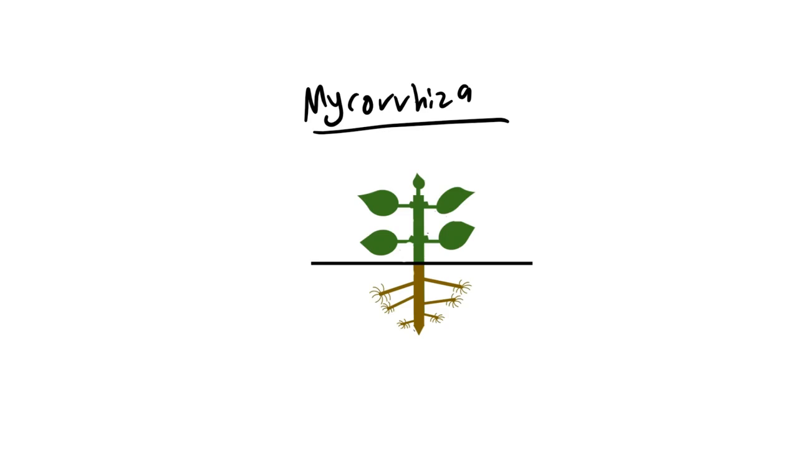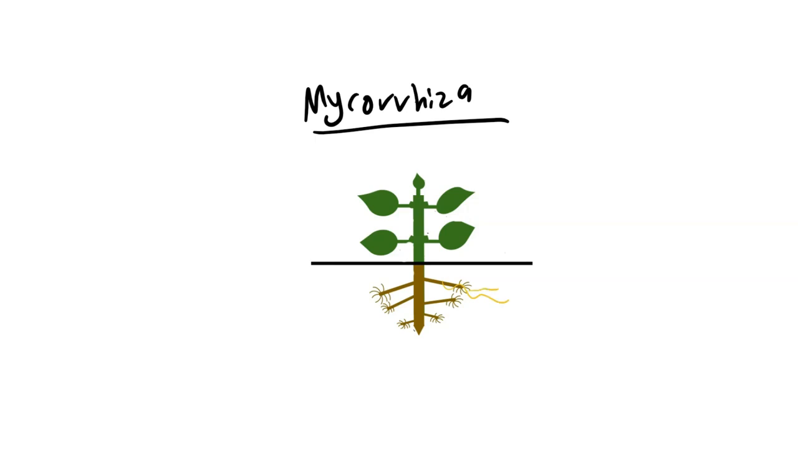Mycorrhiza. Mycorrhiza is one of the important interactions in the soil. Only certain plants and fungi have the ability to form this type of interaction. A mycorrhiza is a symbiotic association between a plant and fungus. The plant makes organic molecules such as sugars by photosynthesis and supplies them to the fungus, and the fungus supplies the plant with water and mineral nutrients such as phosphorus taken from the soil. I will use this diagram to show the mycorrhizal association.